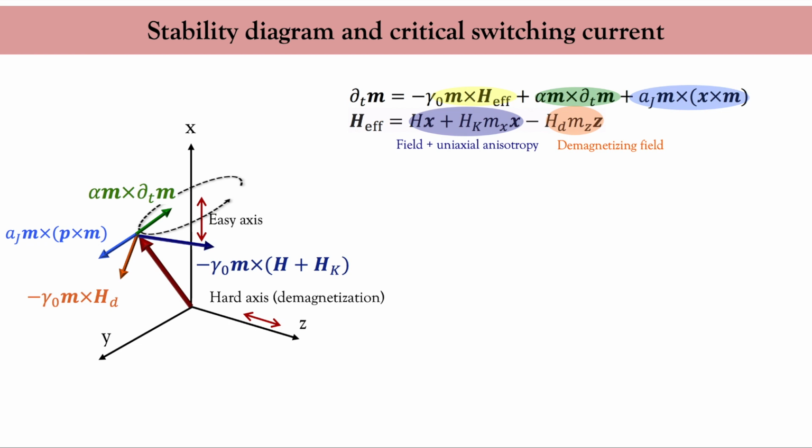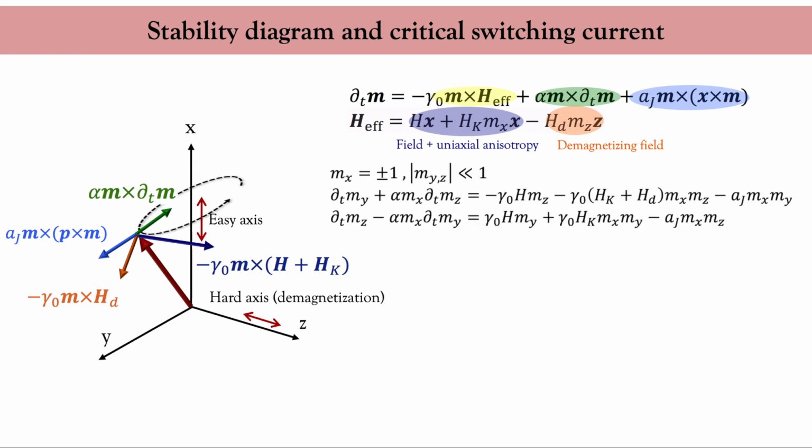I will manipulate this equation to find what the stability conditions are. I want to know what critical field and currents are needed to induce magnetization switching. To do that, I will consider a small perturbation around the rest position of the magnetization. I start with the magnetization aligned along the easy axis and I'll tilt it away from it so that the My and Mz components are very small. I obtain these coupled equations. I can solve them by assuming that the magnetization makes small oscillations around the easy axis at a frequency omega.